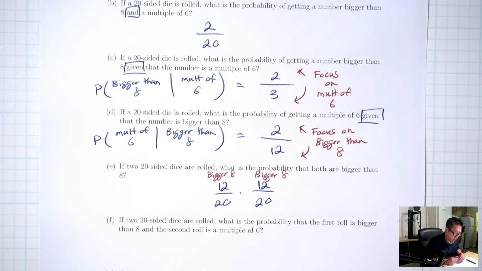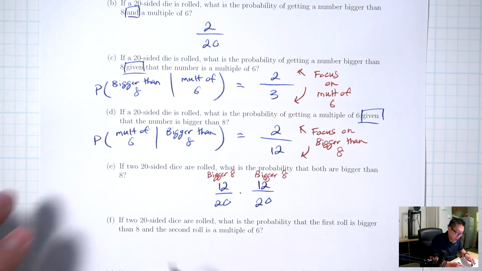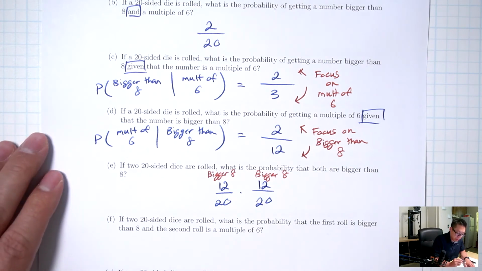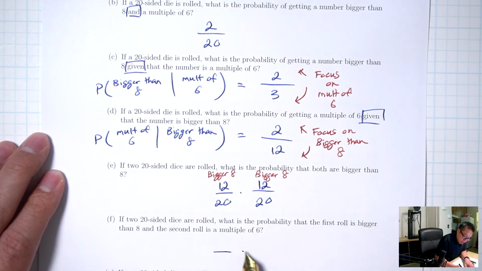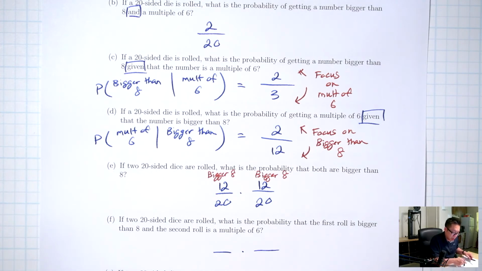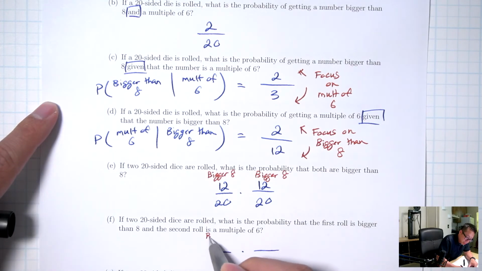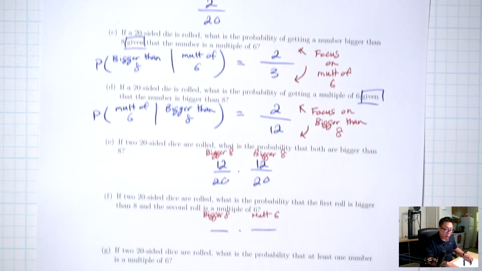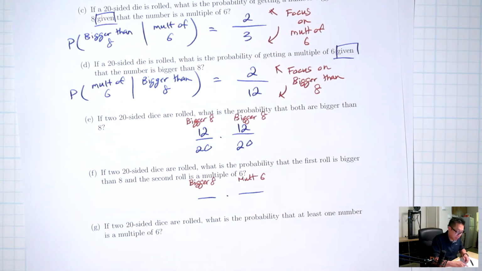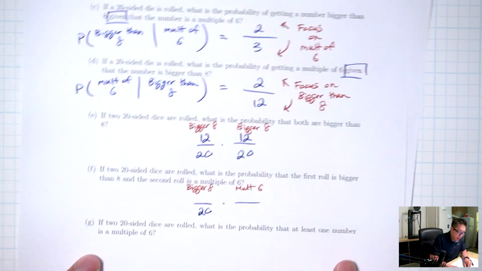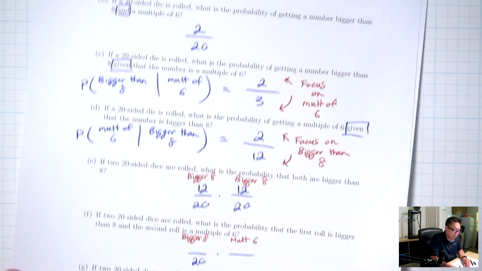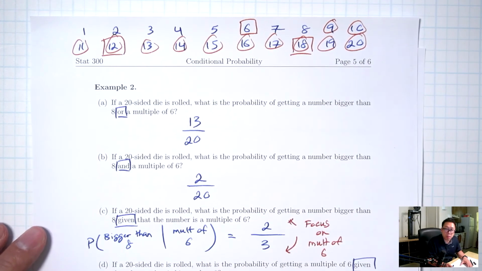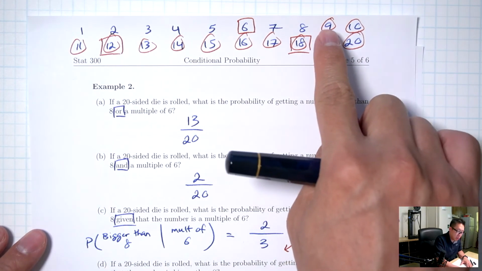Part F. If two 20-sided dice are rolled, what's the probability that the first roll is bigger than 8 and the second roll is a multiple of 6? 2 dice again, that's 2 fractions. First one I want to be bigger than 8. Second one, multiple of 6. First fraction, the bottom is going to be everything. So the total, how many numbers are there total? There's 20. How many are bigger than 8? Bigger than 8 are the circles. I think we counted already. That was 12.